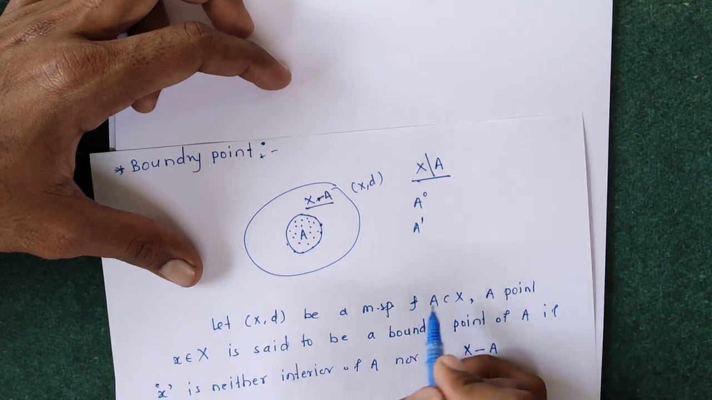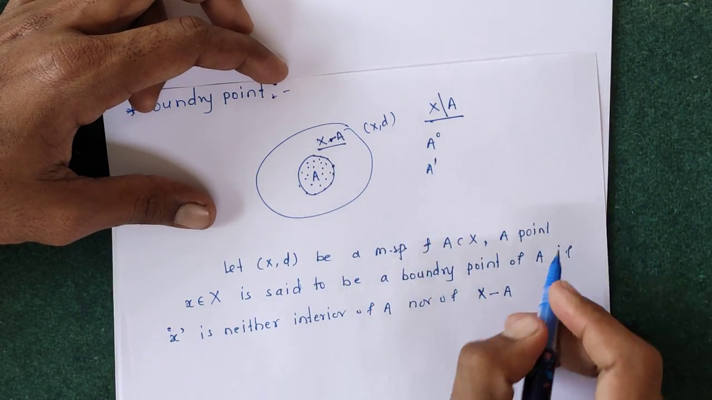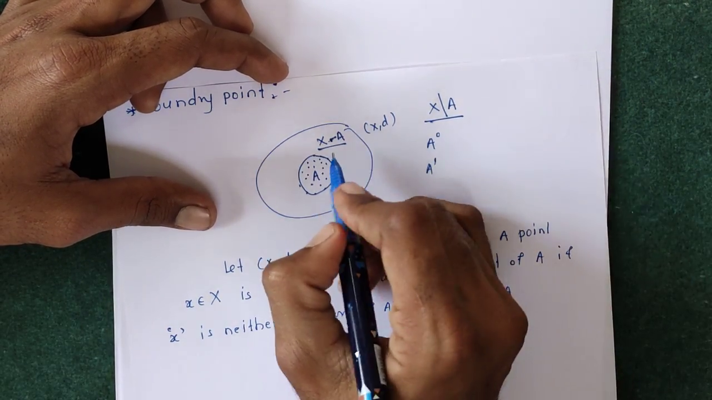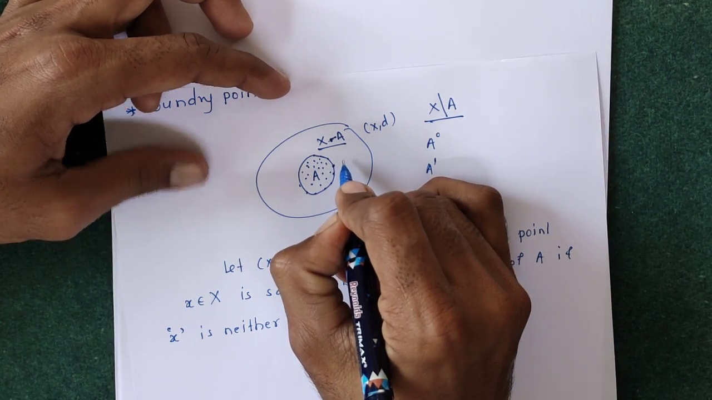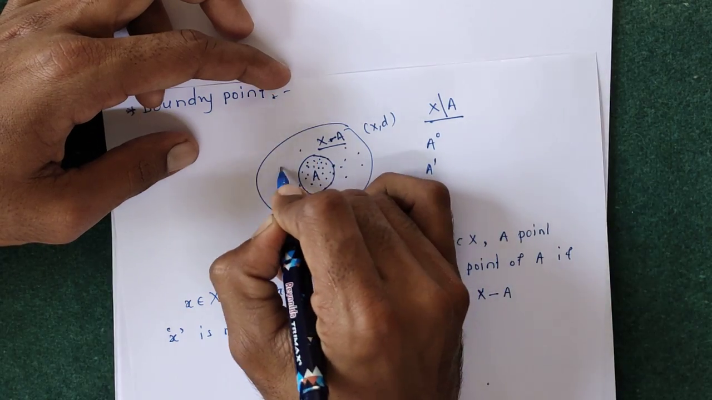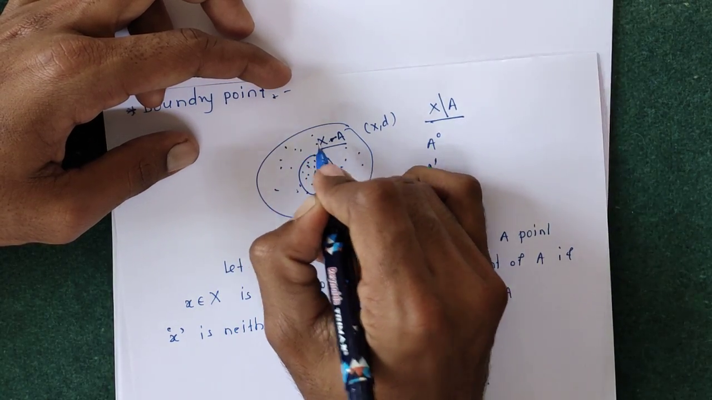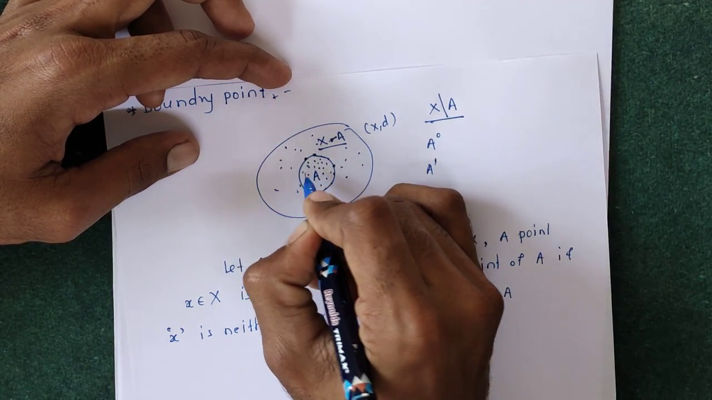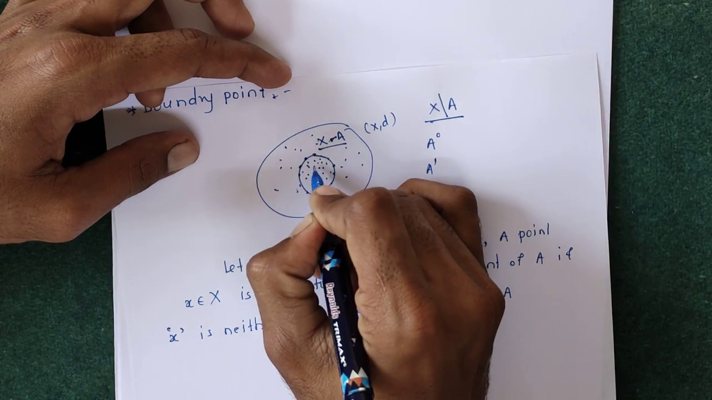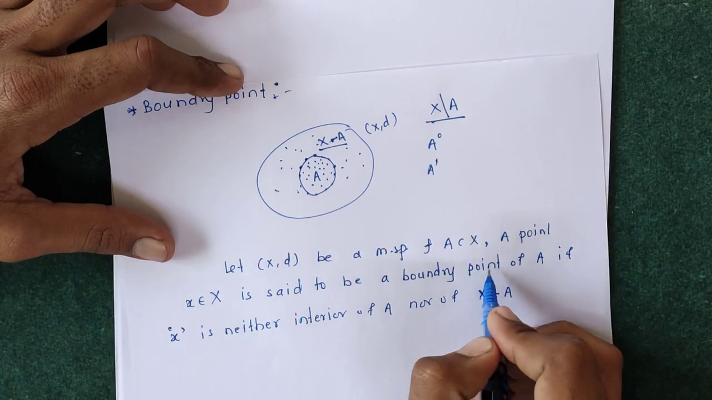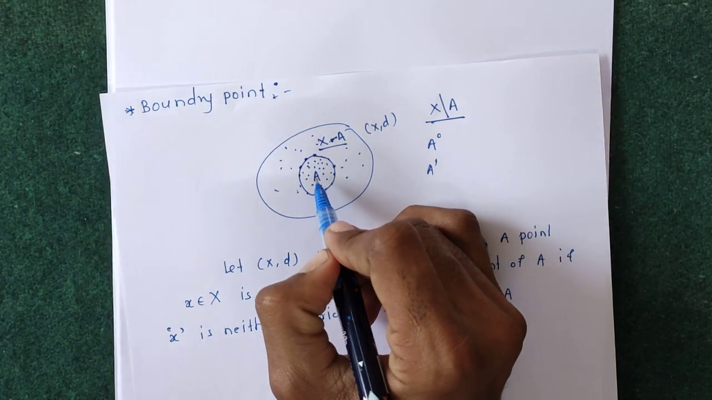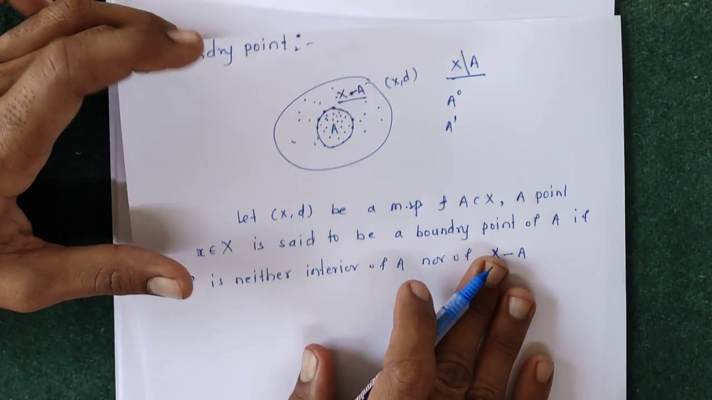So we say that x is a boundary point of A if x is neither an interior point of A, so x is not interior of A, nor interior of X minus A. The interior of X minus A are these points. So these are the interior points, but only these points are neither interior points of A nor interior points of X minus A. So x belonging to X is said to be a boundary point whenever x is neither interior of A nor interior of X minus A.